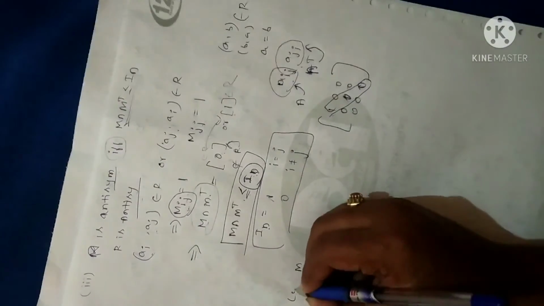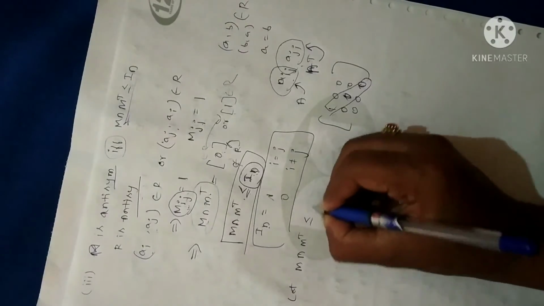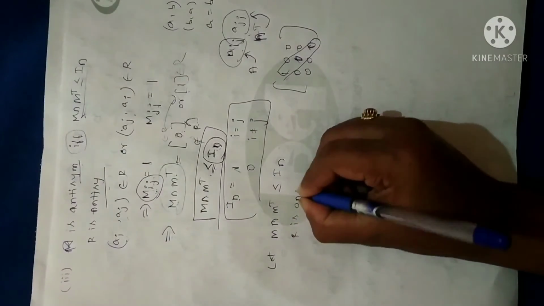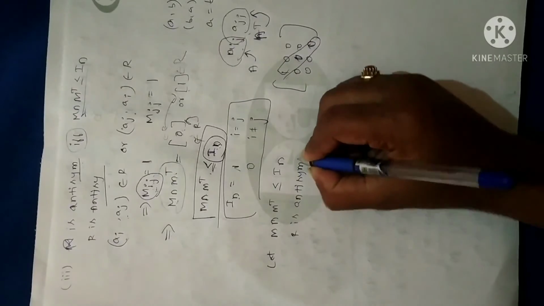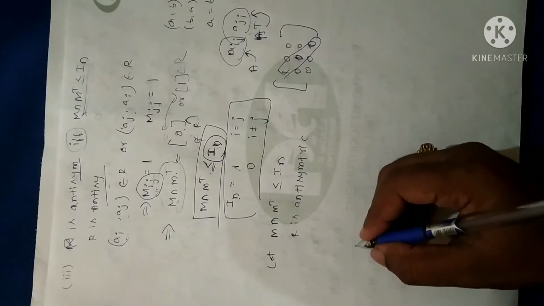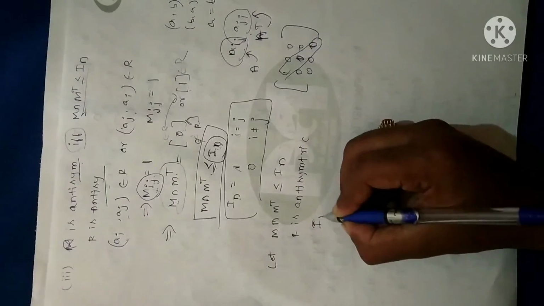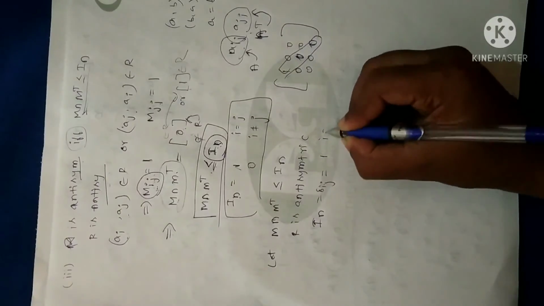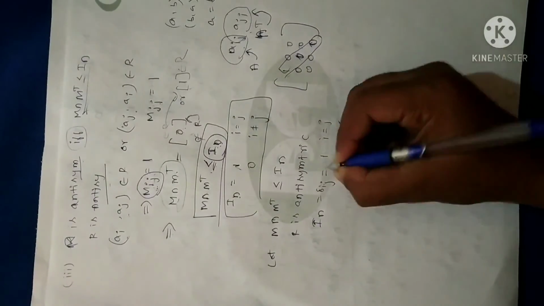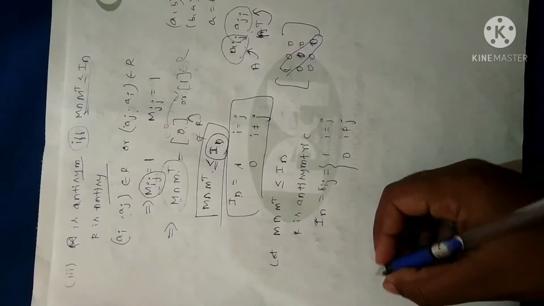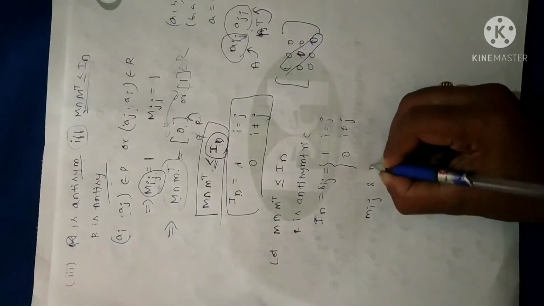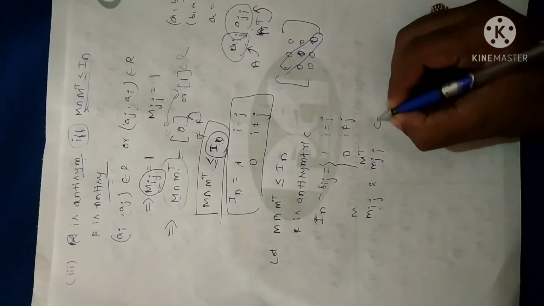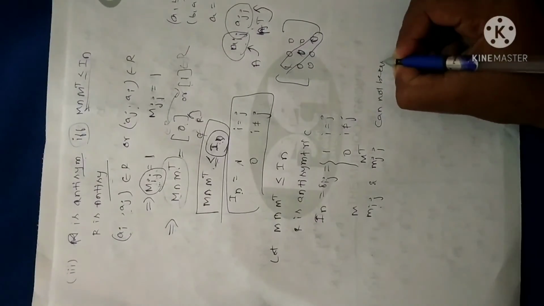Next part, let me assume M intersection M transpose is less than or equal to In. What we have to prove is R is antisymmetric. Now, since In or delta ij are one and the same, In can be written as delta ij. Delta ij is also equal to 1 when i is equal to j and 0 when i is not equal to j. This is the definition of In. Now, both Mij and Mji, in the sense both the matrix M and its transpose, cannot be equal to 1.